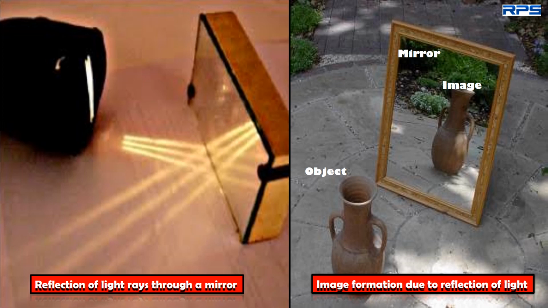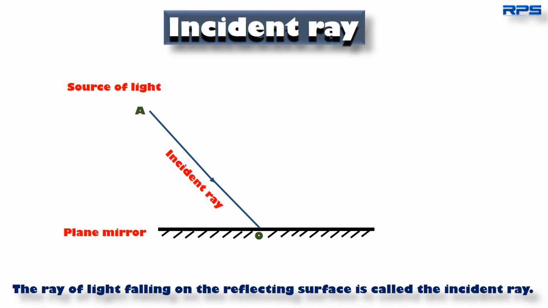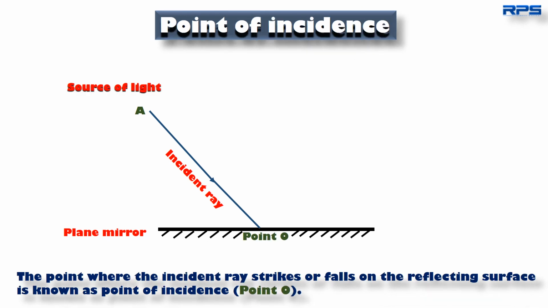Let us study some important terms related to reflection of light. Incident ray. The ray of light falling on the reflecting surface is called the incident ray of light. Point of incidence. The point where the incident ray strikes or falls on the reflecting surface is known as the point of incidence. In the given diagram, point O is the point of incidence where the incident ray strikes or falls on the plane mirror.